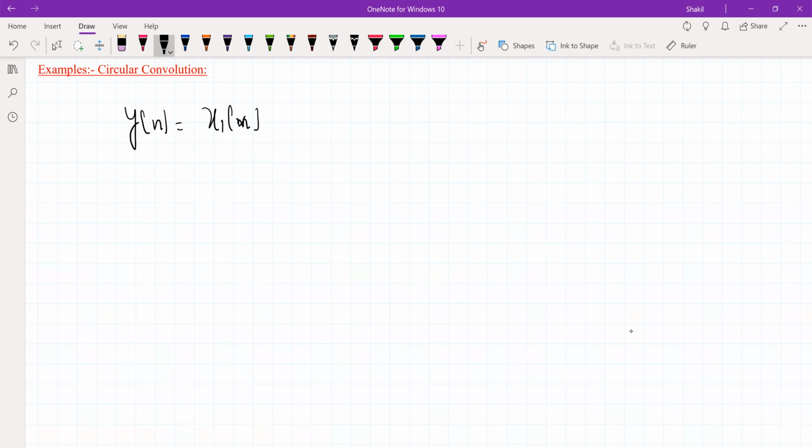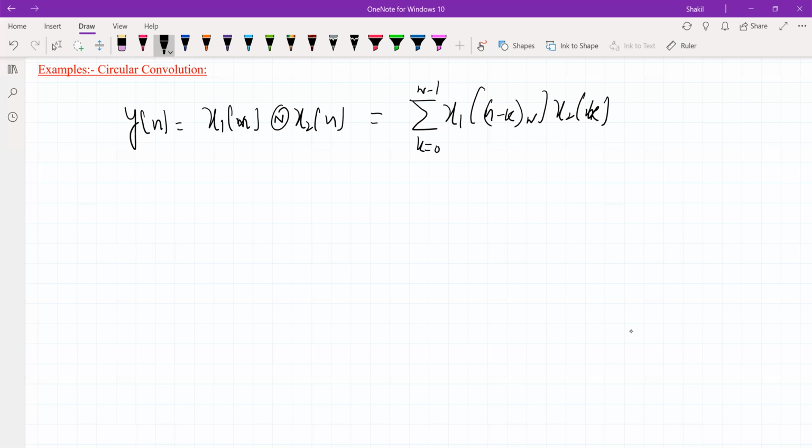The n point circular convolution between two sequences x1 of n and x2 of n is defined like this: the sum over k equals 0 to n minus 1 of x1 of (n minus k) modulo n, times x2 of k. So this is how we define the circular convolution. Now today we will solve an example.